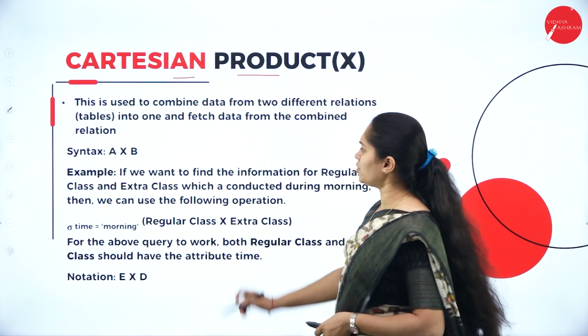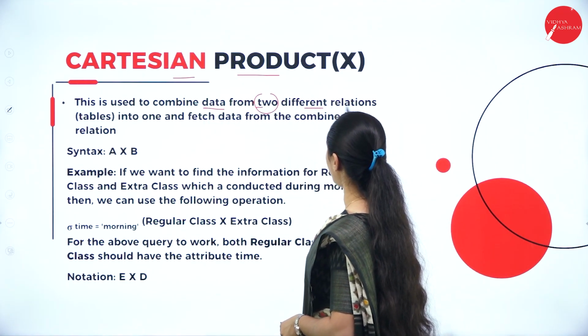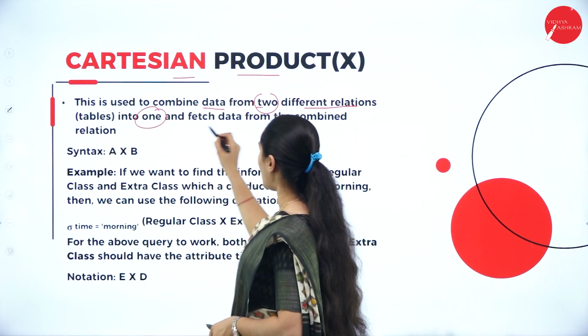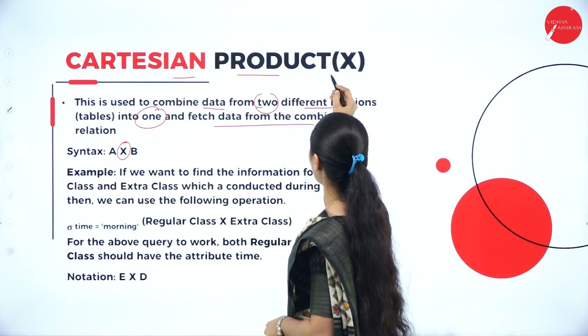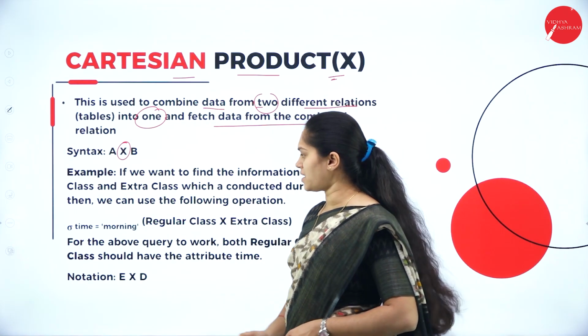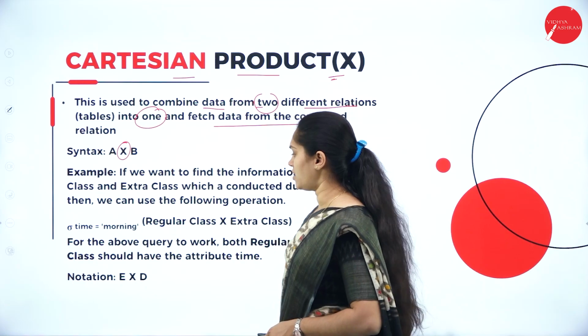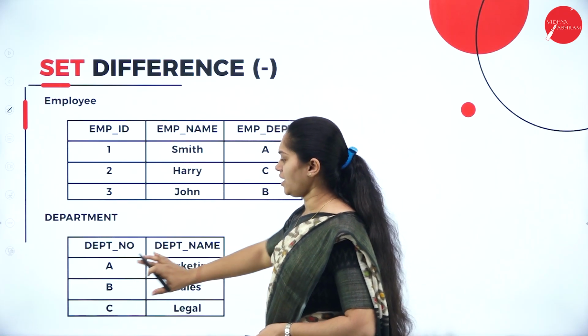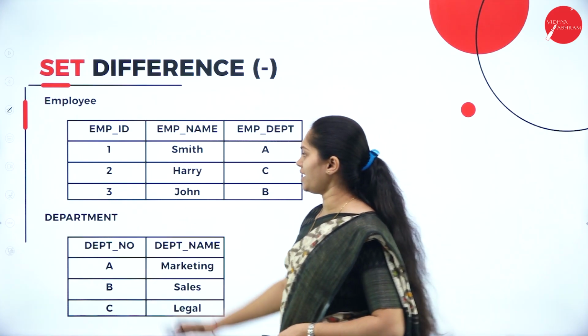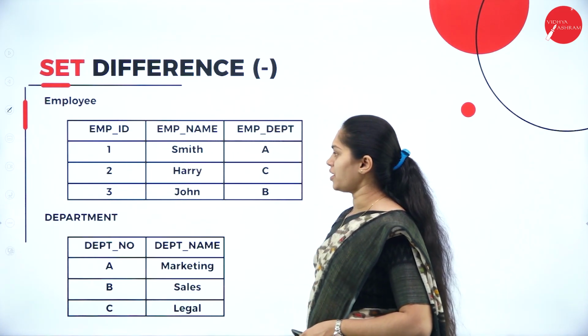So when you want to combine the data from two different relations into one and fetch the data from the combined relation, in order to do this we use the Cartesian product. We are going to use this multiply symbol or cross symbol. You can see the example here. Here we have an employee and a department relation.